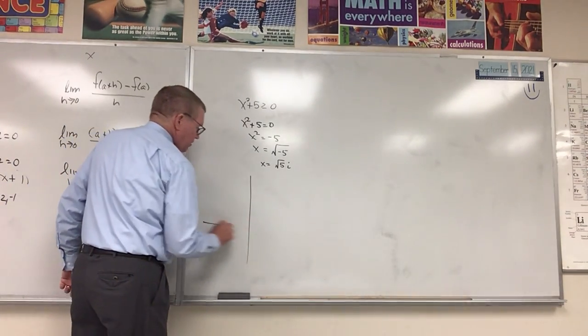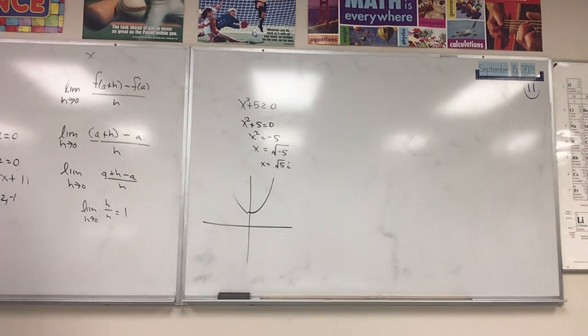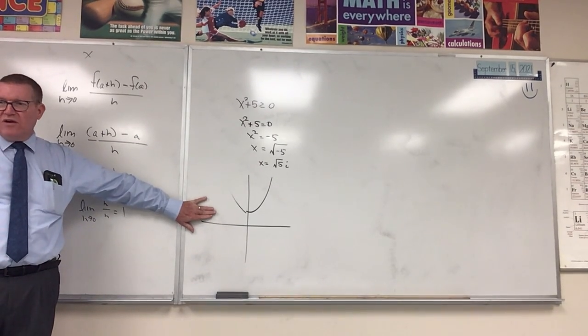So if you did it graphically, x squared plus 5 like that, what are they looking for? The x is where? On the x-axis. It doesn't touch the x-axis. But it says x squared plus 5 is greater than or equal to 0. So what values of x can I use that will make this graph greater than 0? Look at the graph. I'm looking for all the x's that will make all my y's greater than 0.